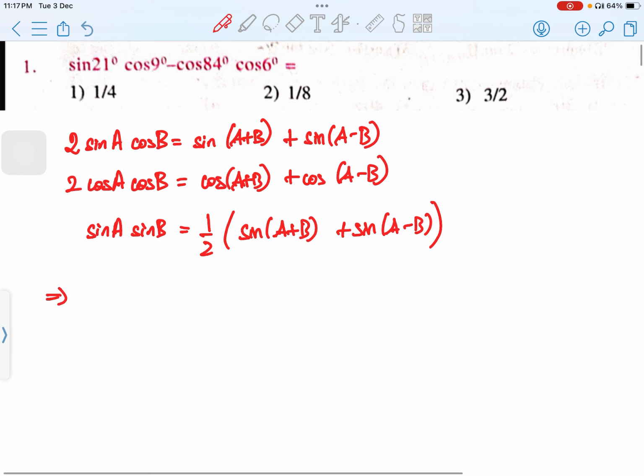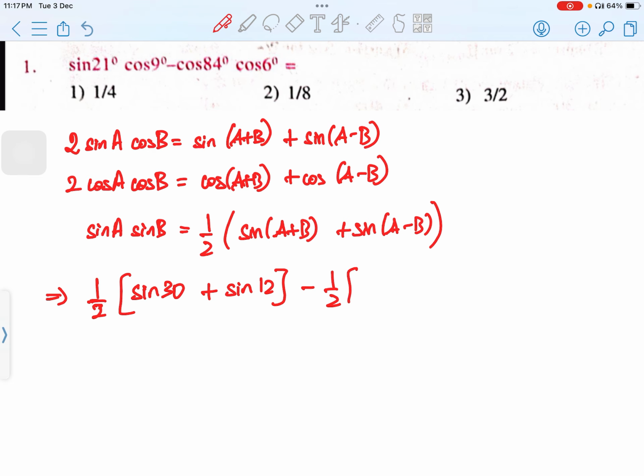So our first step will be 1 by 2 times sin of addition of both, 30, plus subtraction of both, 12, minus 1 by 2 times cos. Here, if you add both of them, 84 plus 6, it will become 90, plus when you subtract those two, 84 and 6, you will get 78. So cos 78.